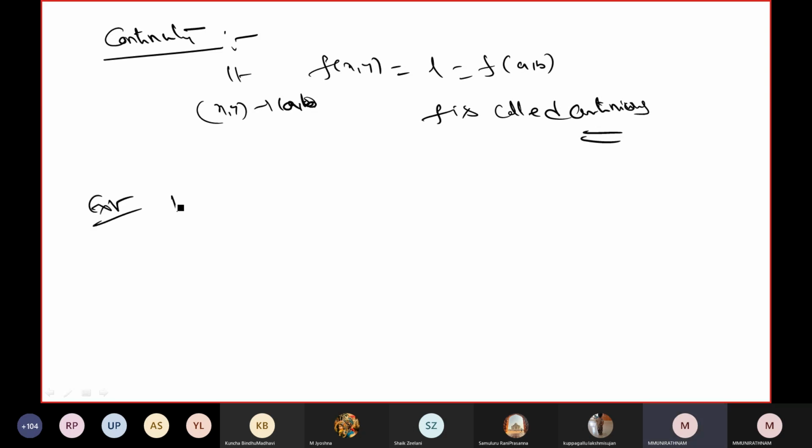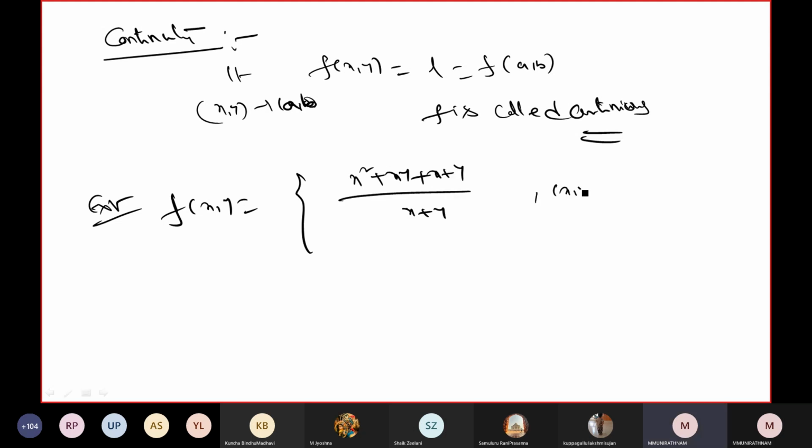Check the continuity of f(x, y). f(x, y) is (x square plus xy plus x plus y) by (x plus y), if (x, y) is not equal to (2, -2), and 4 if (x, y) is equal to (2, -2). So I'm going to find the limit of this function. First, I go for the limit of this function.